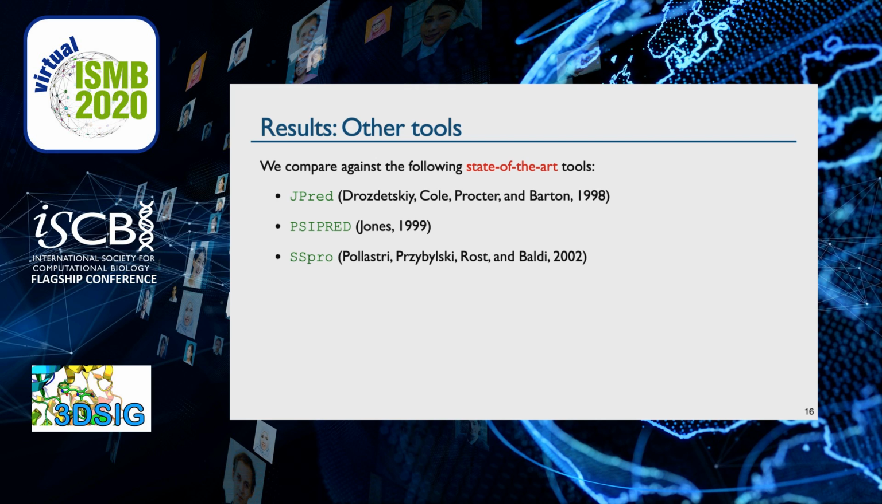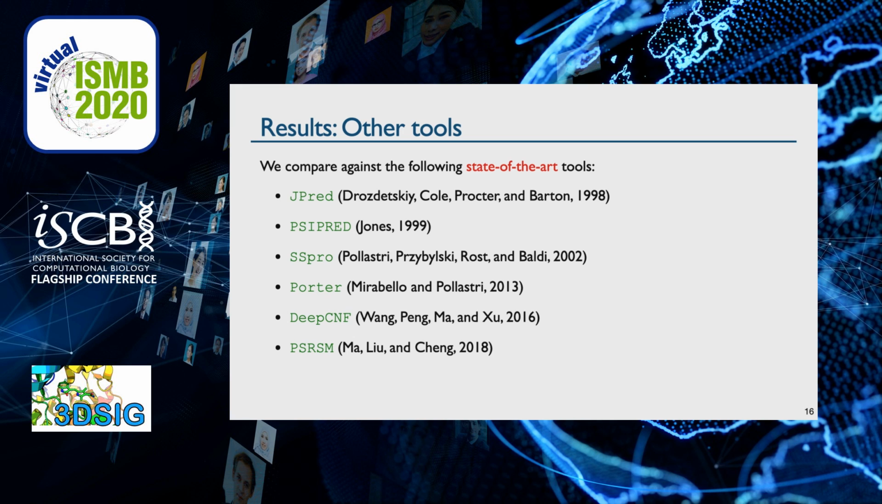SSPro is one of the only template-based approaches that searches for matches in a template database, and if none are found, relies on a CyBLAST search and neural network similar to CyPRED and JPRED. Porter and DeepCNF use homology search and variations on deep convolutional neural networks. Lastly, PSRSM uses semi-random subspaces, which is a variation on support vector machines.